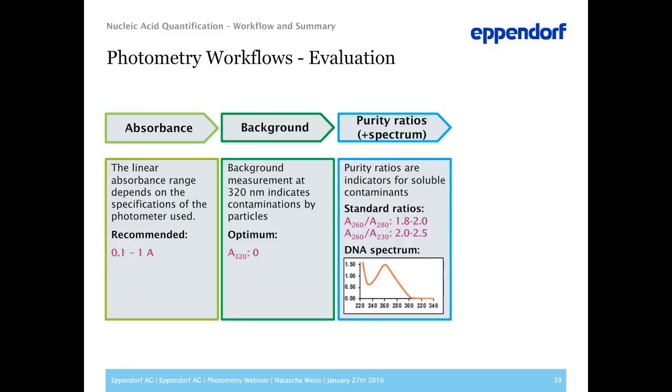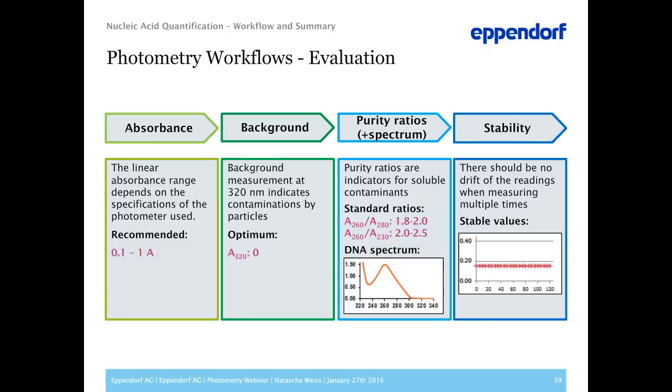If these 2 parameters are fine, have a look at the purity ratios and optionally the spectrum. As I have said before, be aware that the purity ratios from literature are ideal ones and they may not be met in every case. You have to define your own acceptable range depending on the sample matrix and the requirements of your applications. It can also be helpful to check by multiple measurements of the sample that no drift or fluctuating values occur.